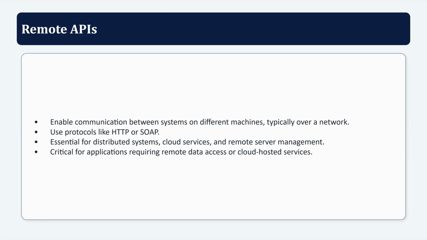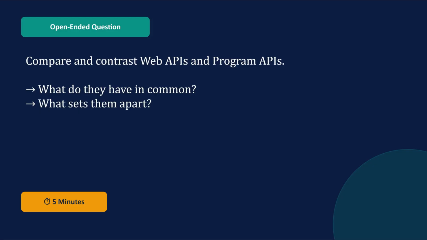Remote APIs enable communication between systems on different machines, typically over a network. They use protocols like HTTP or SOAP, and are essential for distributed systems, cloud services, and remote server management. They're critical for applications requiring remote data access or cloud-hosted services.